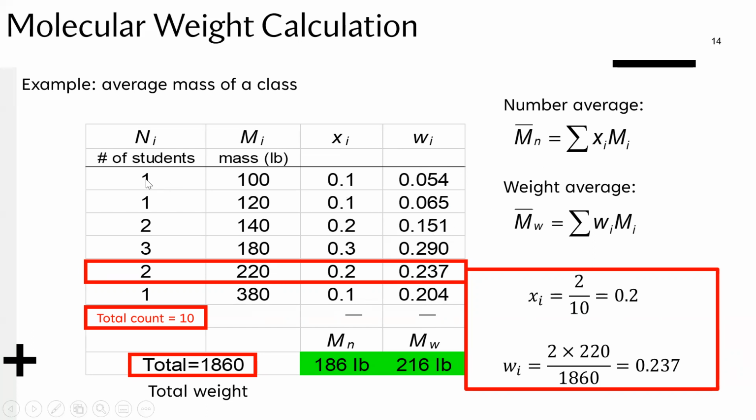Or you could do the same if you have a weight average. In that case, you would look at what percentage of the weight of the class is students with a weight of 100 pounds. So what would you do? In that case, you have to find the total weight, divide the weight of that particular group by that, and that will give you the weight fraction, 0.054. And now that you've got that, you multiply it by the mass of that particular category, and you sum it up with the rest.